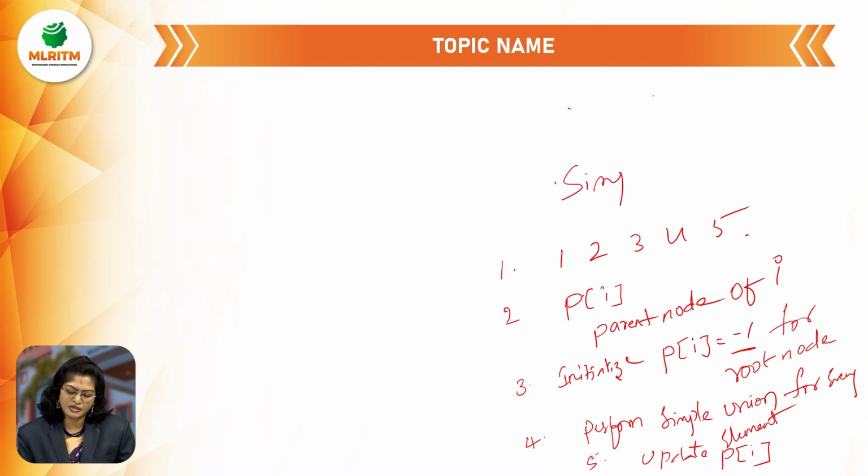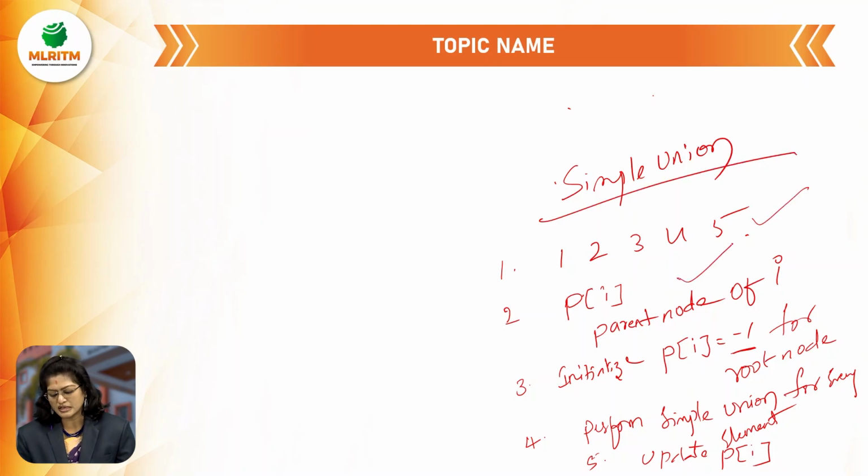Alright, all this comes under what? Simple union. So in simple union, first is individual, you are making it a parent node of I, and if it is a parent node, you are initializing minus 1 in the table as a root node, and next you are operating, the next procedure is what? The union operation, and next you are updating the P of I value. So these are all the 5 steps.